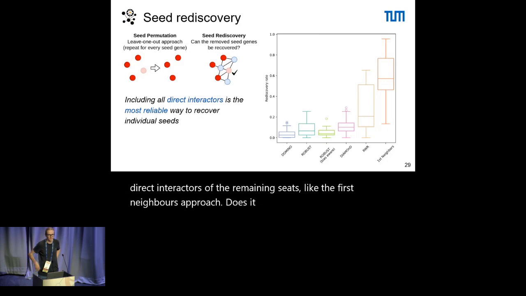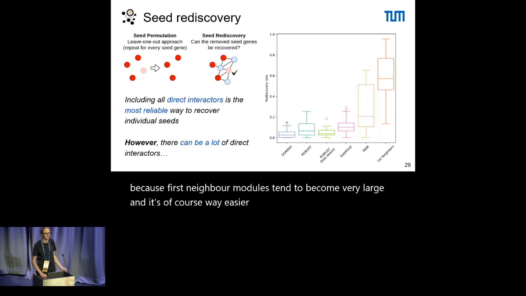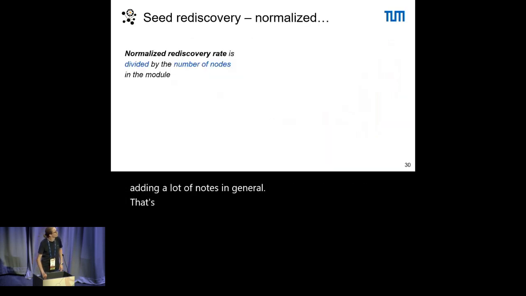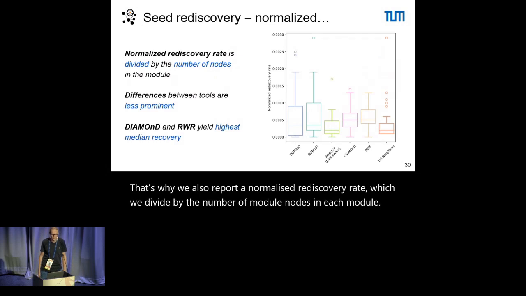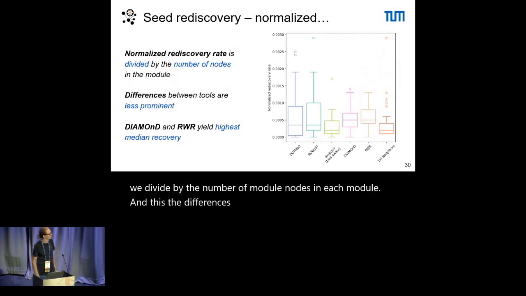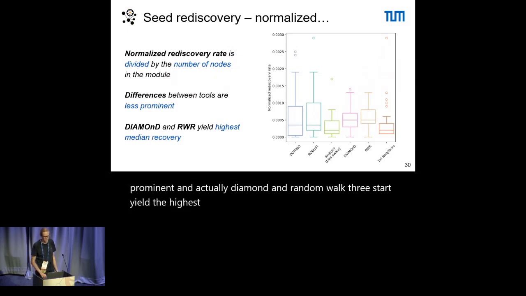However, there's also a catch, because first neighbor modules tend to become very large, and it's of course way easier to re-include a node if you're adding a lot of nodes in general. That's why we also report a normalized rediscovery rate, which we divide by the number of module nodes in each module. Like this, the differences between methods are far less prominent, and actually DIAMOnD and random walk with restart yield the highest median rediscovery rate.